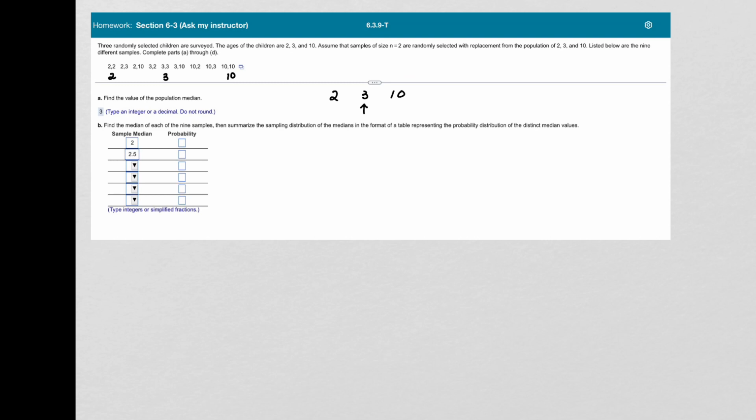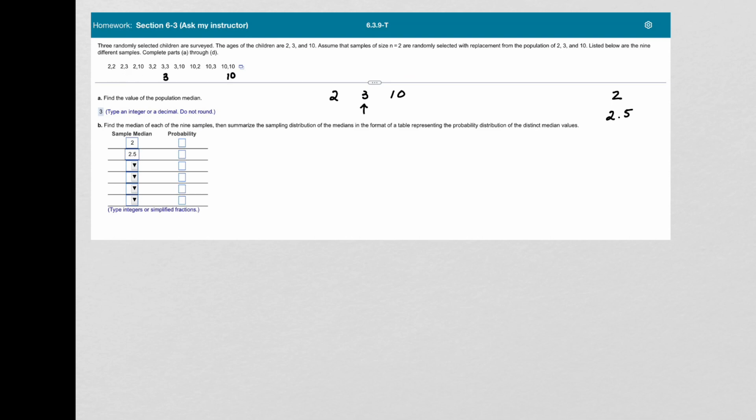For 3 and 3, the median is 3. For 10 and 10, the median is 10. Then I look at 2 and 3. We only have 2 values. We need to find what value would be halfway in between. So if I add them together and divide by 2, I get 2.5. And it doesn't look like I'm going to be able to fit those all in, so I'm going to make a list off to the side. So I have 2 and then 2.5.